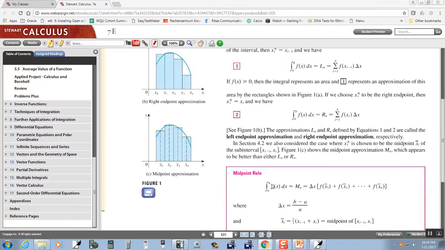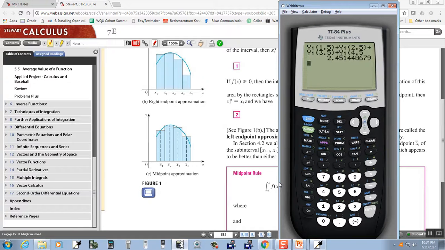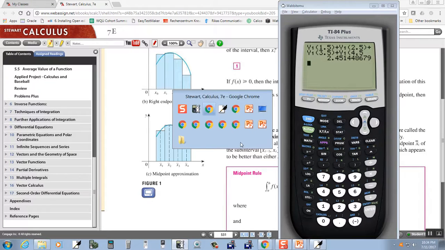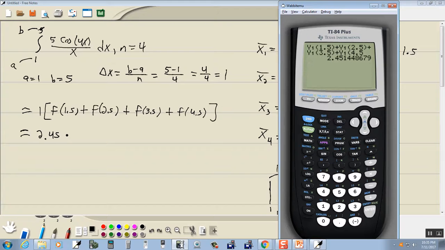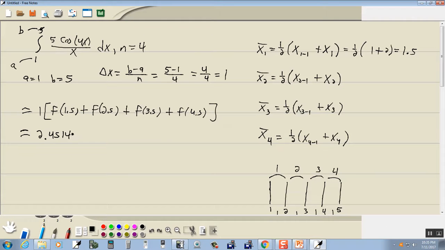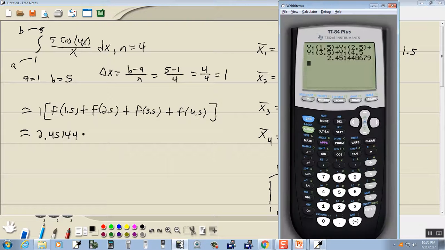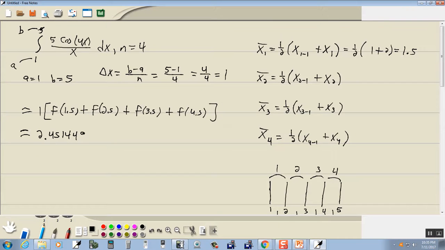And that gives us 2.45 1449, and that's how you get that right there. Now that's using the midpoint.